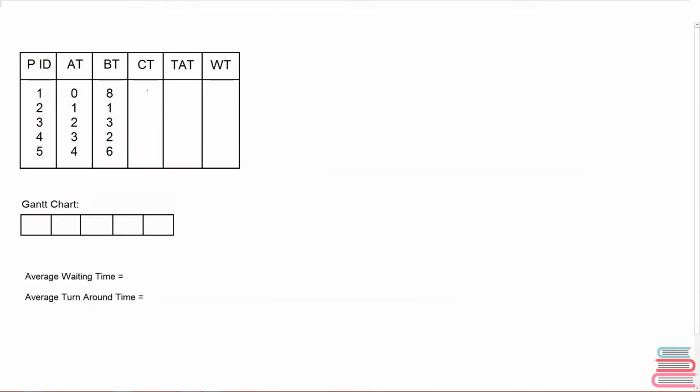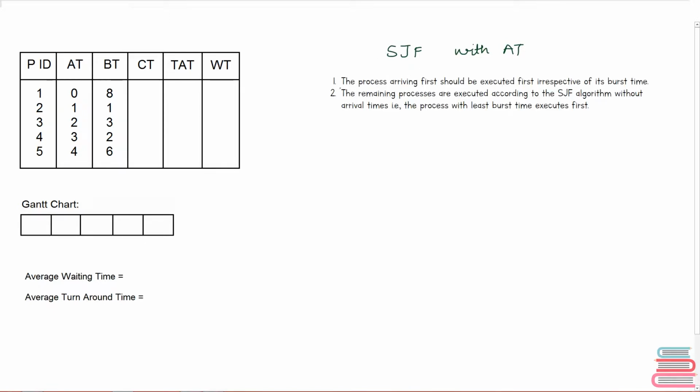Now we are going to solve an example of the shortest job first algorithm with arrival times. For the SJF algorithm, in the presence of the arrival time, the process arriving first will be executed first. So here are a set of rules to be followed which are different from the shortest job first algorithm without arrival time. The first rule is the process arriving first must be executed first, irrespective of its burst time.